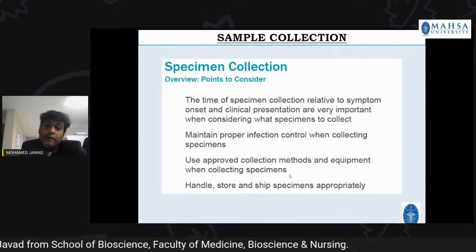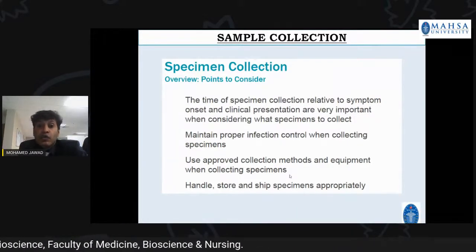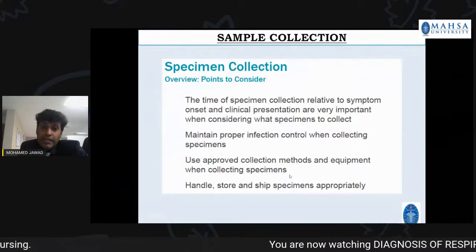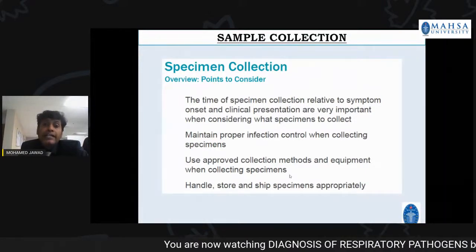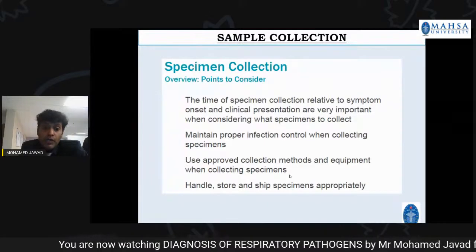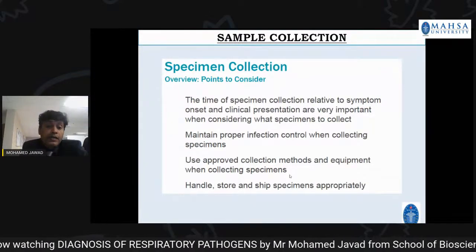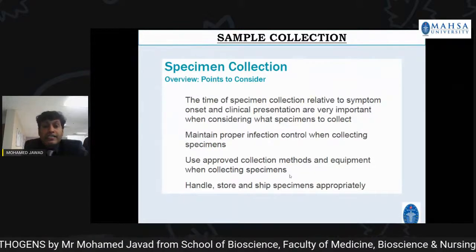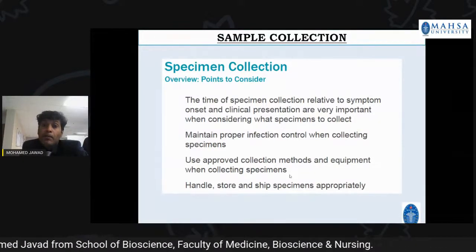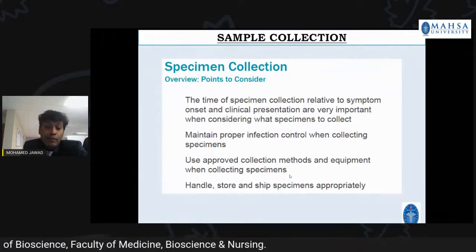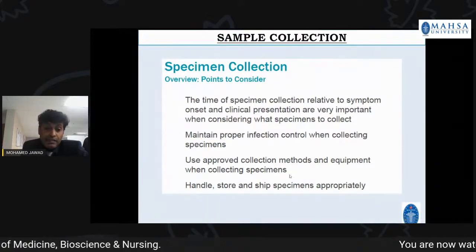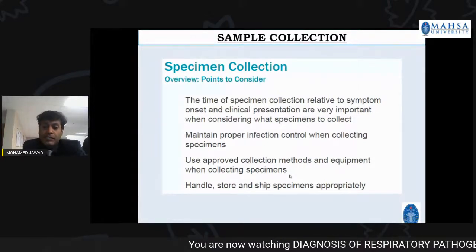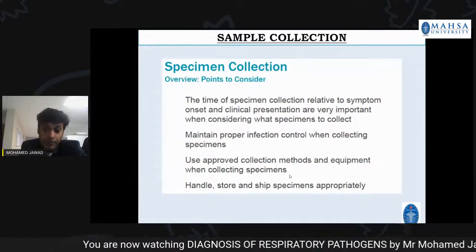Another thing is to maintain proper infection control while collecting the specimen. Especially in TB and corona, we have to maintain proper infection control, the PPE kit and personal protective measures, and use approved collection methods. Mainly, we have to use approved collection methods and equipment when collecting the specimen, and we have to handle, store, and ship specimens appropriately.